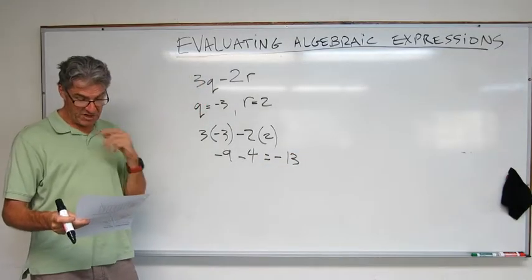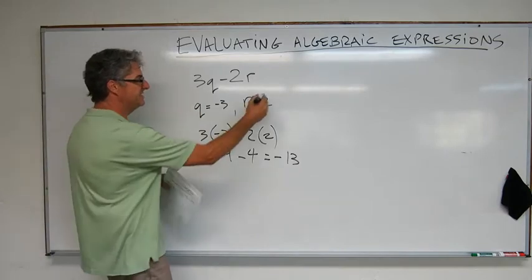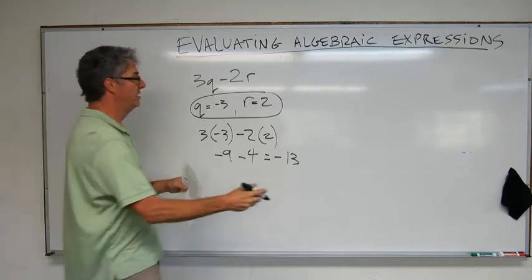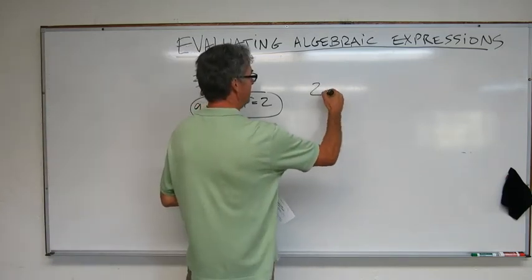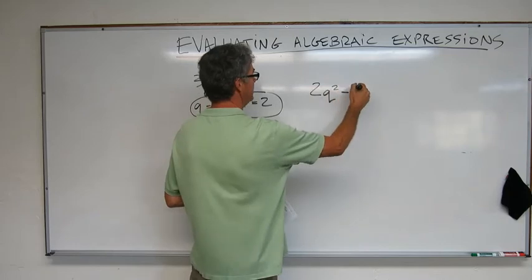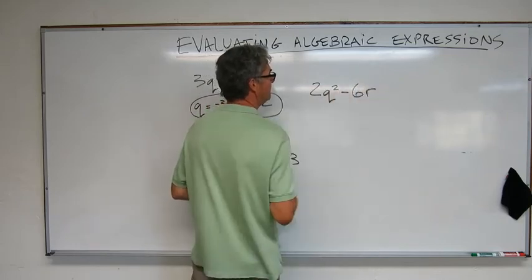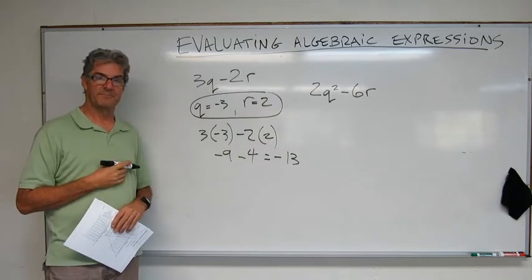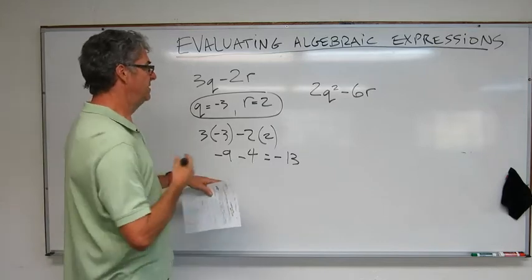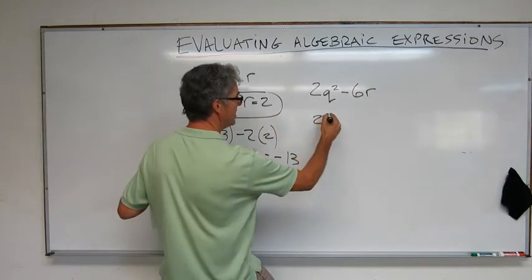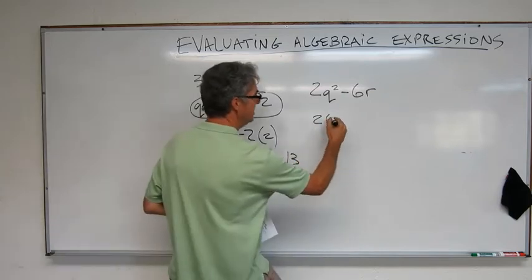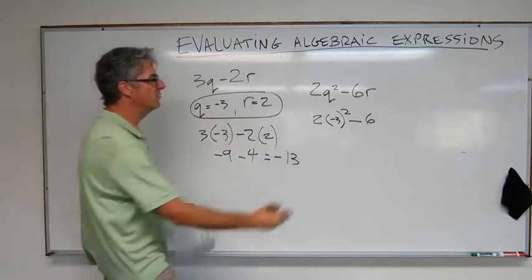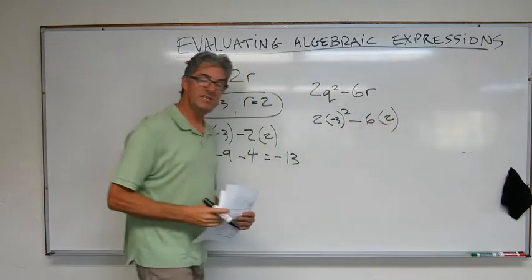Okay? Now I'm going to give you another expression that uses these same values. Let's try 2q squared minus 6r. Okay? So pause the video, plug in your numbers, do your calculation, and come back. Okay, let's see how you did. Do my plug-in. 2 times, now what's q? Minus 3 squared minus 6 times my r, which is 2. Okay, so that's my plug-in step.